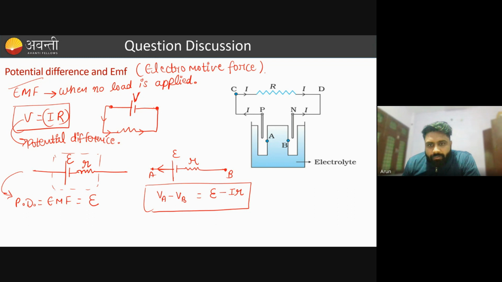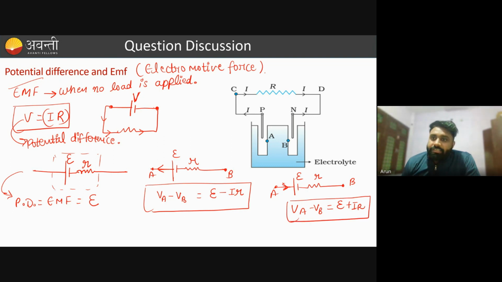If the current flows in the opposite direction, this condition is nothing but the charging condition. The earlier one is discharging, where the battery is providing the current. In this case, we are providing the current to the battery, which means we are charging the battery. So VA minus VB here, let's say this is A, this is B, so VA minus VB is equal to E plus Ir.